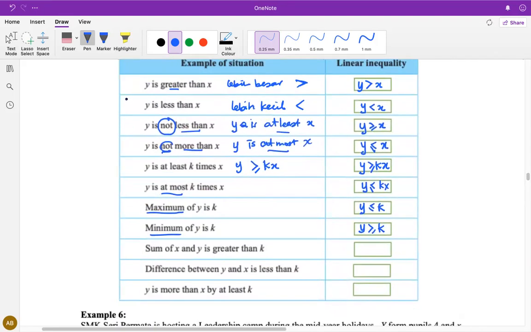So you can see that maximum is equivalent to not more than, and at most is also the same. Minimum of y is k, so y is at least k, that means it is not less than k or at least k. So these three are equivalent.